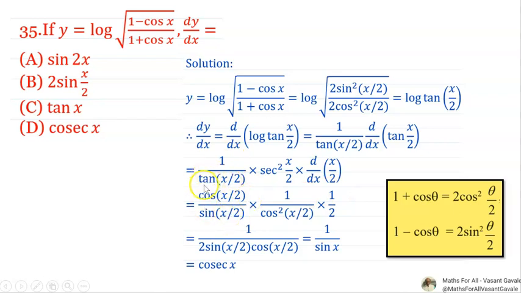Tan means what? Sin upon cos. So multiply and the reciprocal will happen. You will get cos of x by 2 upon sin of x by 2 plus sec square x by 2 means what? 1 upon cos square x by 2 into d/dx of x by 2. What is the derivative of x? 1. 1 upon 2. Okay, now here one cos will get cancelled. Then you will get 1 upon 2 sin x by 2 into cos x by 2. 2 sin x by 2 into cos x by 2 means what? Sin x. And what is the reciprocal of sin? The cosec. And hence, you will get the answer cosec x. That is option D is the correct one. You have to do all of this fast.